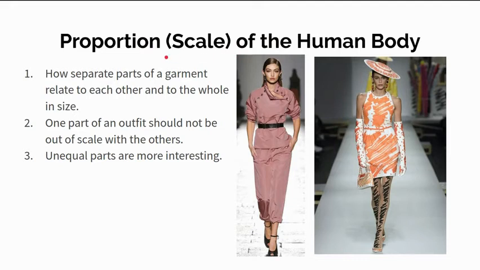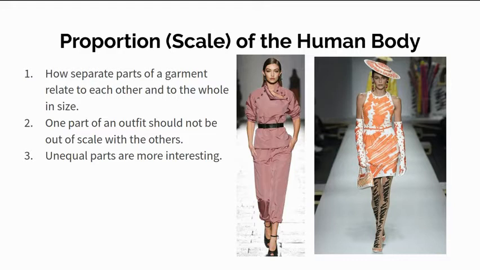So the fancy definition of scale or proportion, same thing, is basically how separate parts of a garment relate to each other and then to the whole in size. So one part of an outfit should not be out of scale with the other. If you wear a big baggy t-shirt with short shorts, those are way out of proportion. The shorts either need to be longer, the shirt needs to be shorter, or maybe more tailored, but that's out of proportion. It just visually does not look appealing. It's like our brains know these are the wrong sizes for everything, and it magically wants to fix the sizes, but we can't.